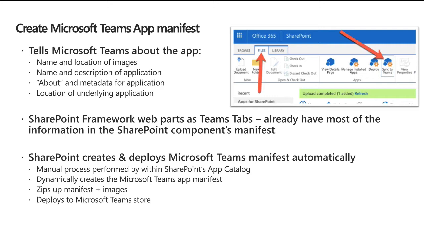However, if you wanted to modify the manifest.json file, you can create your own manifest file and put it inside the Teams folder. And the SharePoint deployment for Sync to Teams won't create a new one. It'll just use the one that you've provided it. And that's the way we're going to do it in the demo.